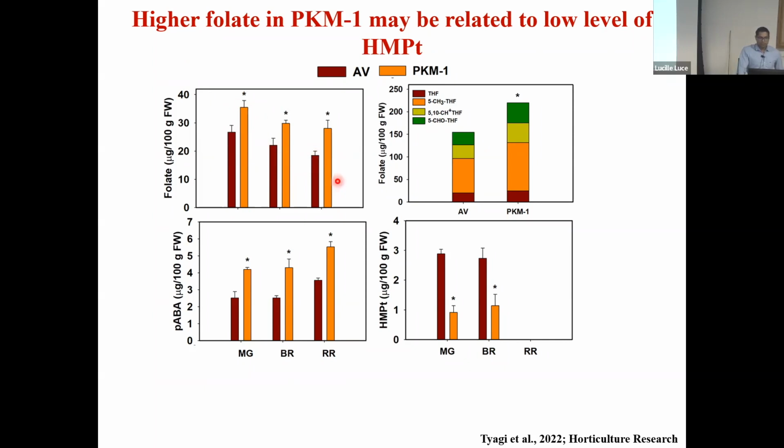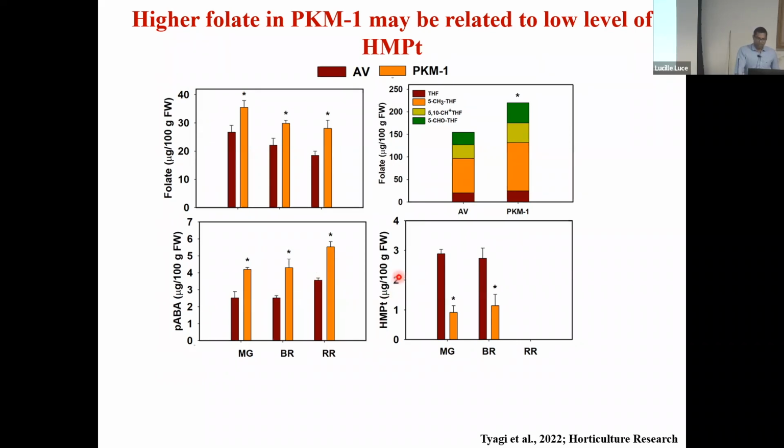So to check whether the folate content is high only in fruit or whether it is affecting the leaf also, we have measured the folate content in leaf also. So leaf also showed significantly high folate content, and we have seen the 4 different folate forms. So the next question was whether high folate in PKM is because of the precursors, which are PABA and pterins. Like folate, PABA content was also high in PKM in all the 3 different stages.